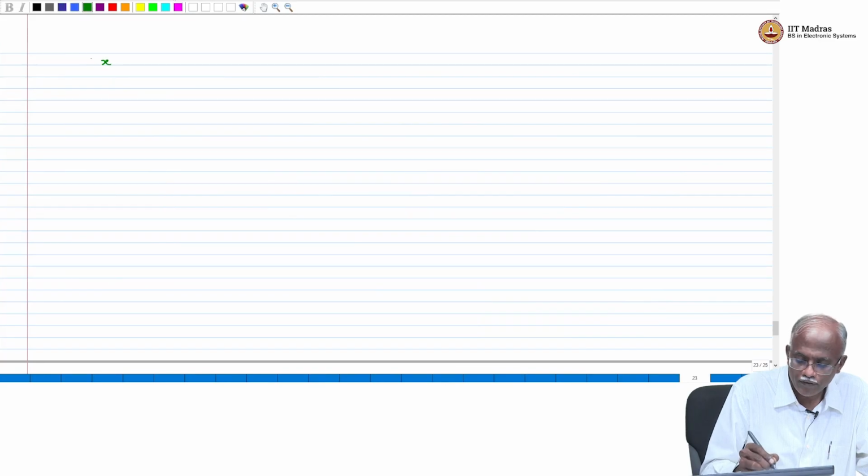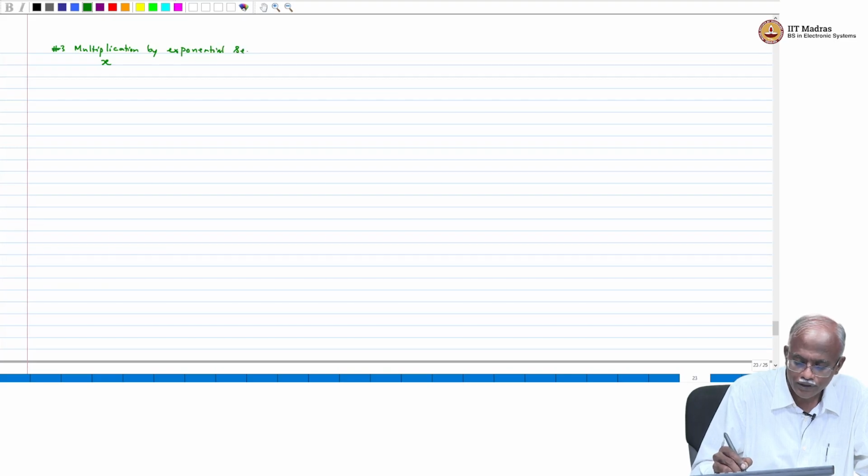So we have property number 3, multiplication by an exponential sequence. We are given that x of n has a z transform given by X of z. We want to know what is the z transform of z0 power n x of n. What is the corresponding z transform?